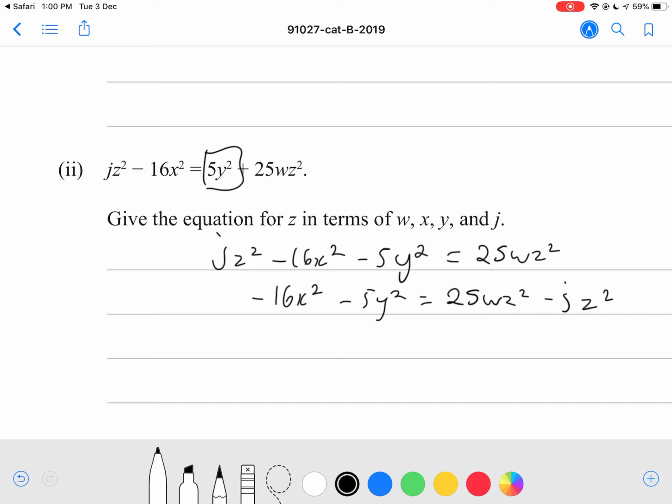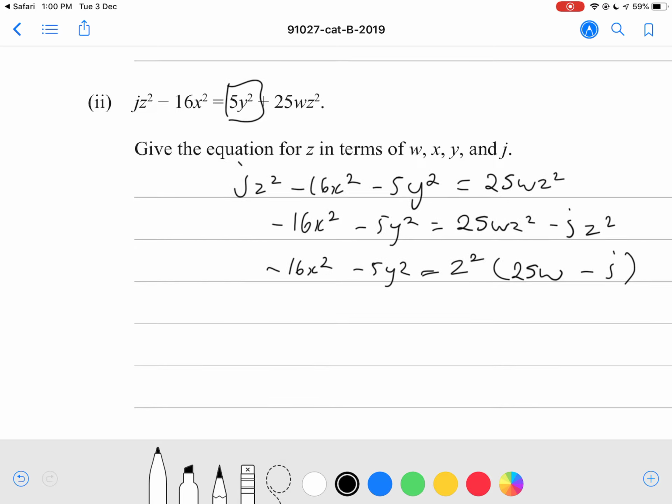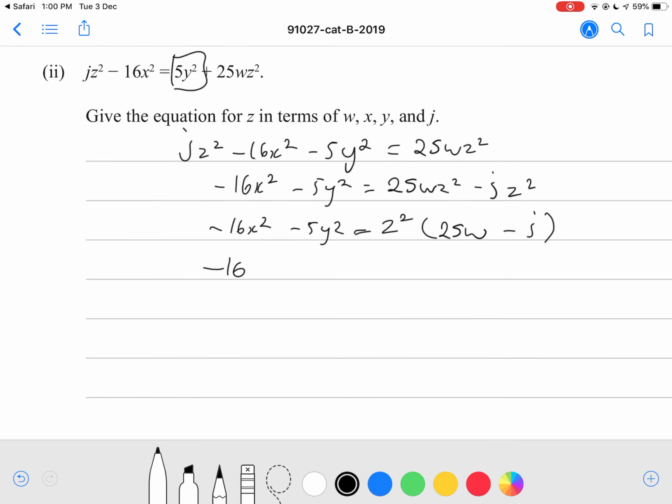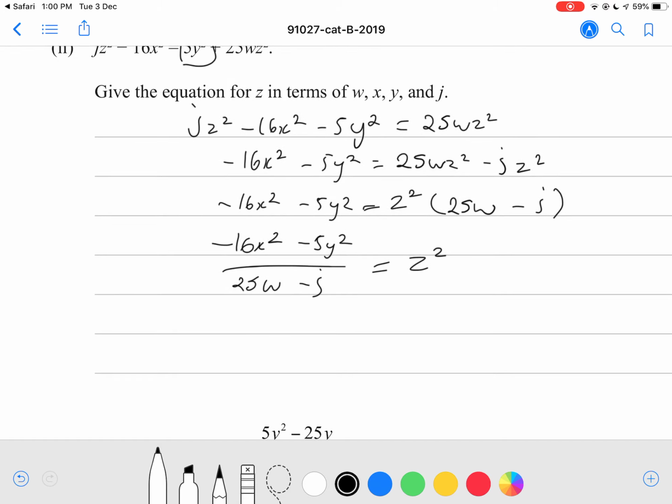So now we can take the z squared out of the bracket and factorize, equals z squared (25w minus j). So now we can move the 25w minus j to the other side. So 16x squared minus 5y squared divided by 25w minus j equals z squared. And finally, we can square root both sides in order to find our final answer. So 16x squared minus 5y squared over 25w minus j, square root of the whole thing should give us our equation for z.